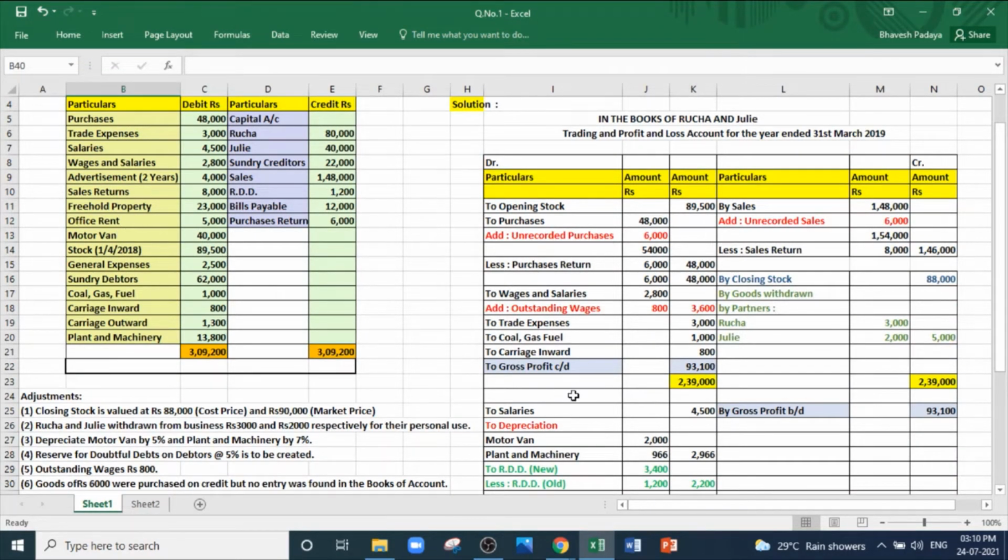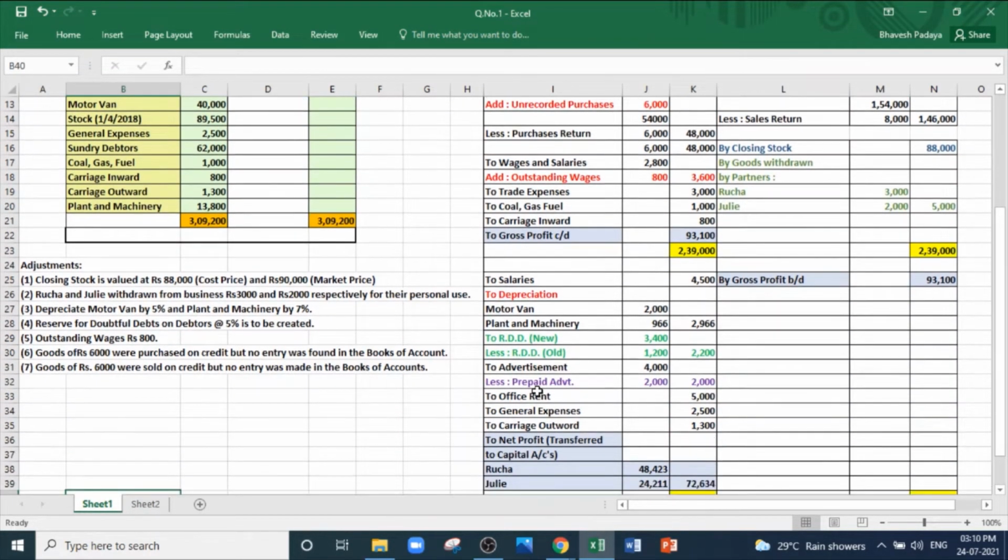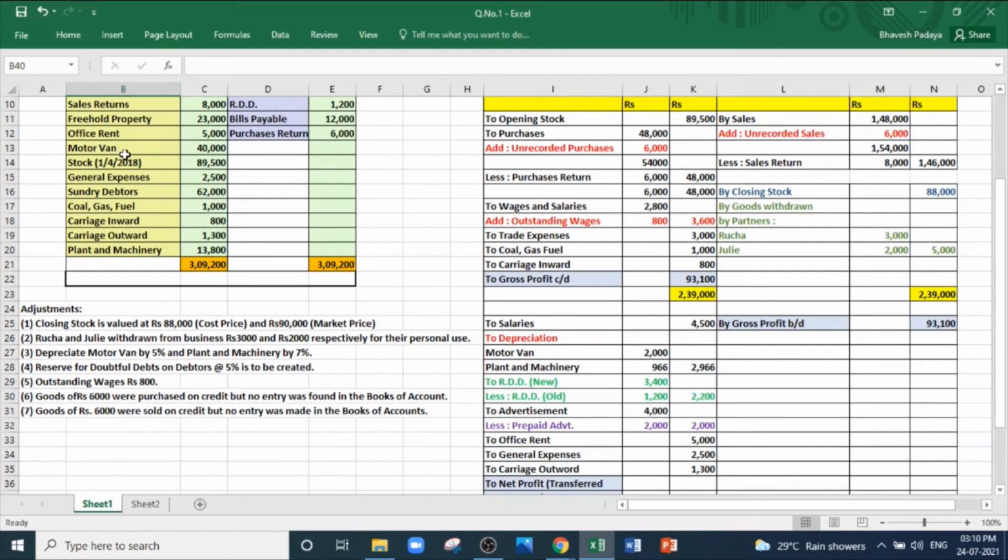Office rent, profit and loss account. Motor van, asset side of balance sheet. This is the opening stock on the trading account debit side. General expenses, profit and loss account. Debtors on the asset side of balance sheet. Coal, gas, fuel, trading account debit side. Carriage inward, trading account. Carriage outward, profit and loss account. Plant and machinery, asset.